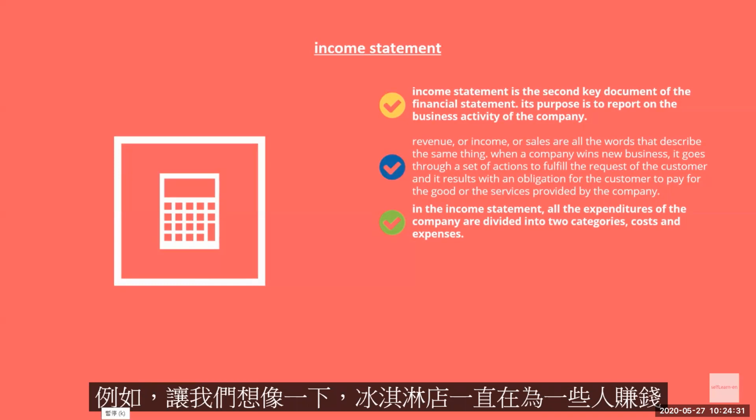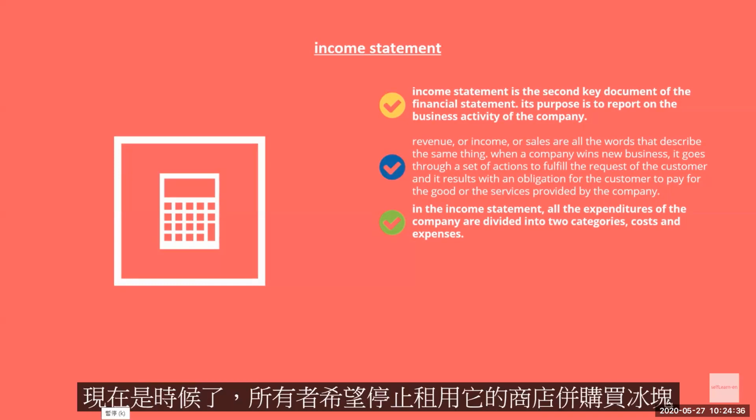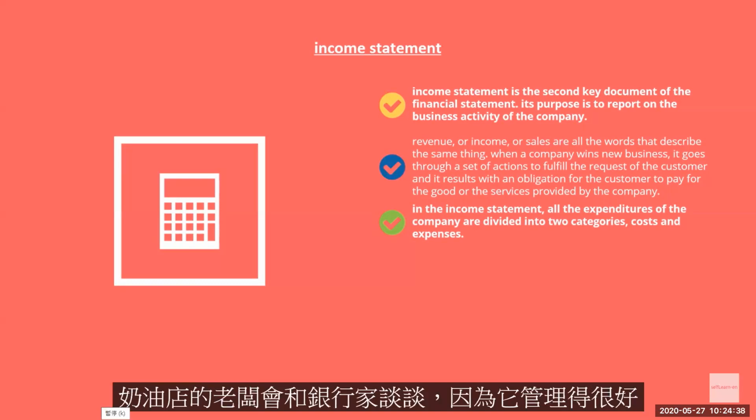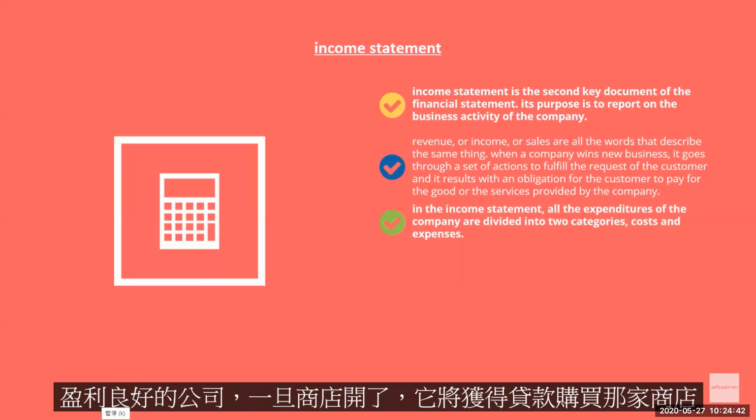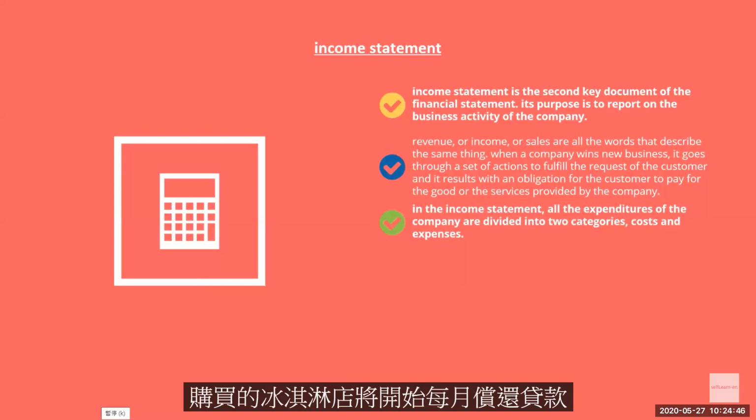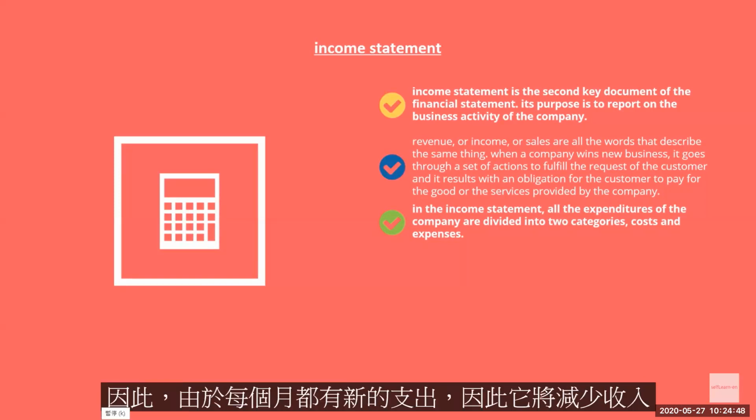Let's imagine that the ice cream shop has been making good money for some time now and that the owner wants to stop renting its shop and buy it. The ice cream shop owner will speak to its banker, and because it is a well-managed company making good profits, it will get a loan to buy that shop. Once the shop is purchased, the ice cream shop will start repaying the loan on a monthly basis. Each month, it will therefore be making less money, since it has new expenditure to pay.